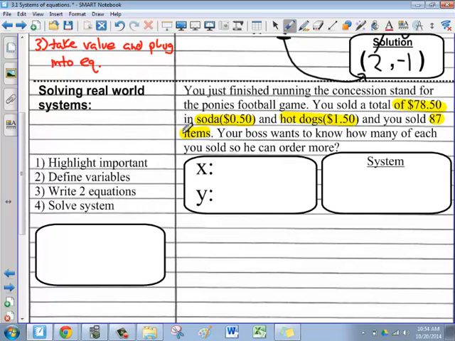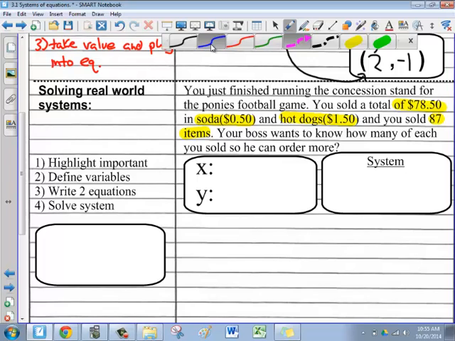87 things you sold. Your boss wants to know how many of each item you sold so he can order more. And so now you need to solve this system of equations to answer your boss, or kaput, you're done. So here's the first step. We need to highlight the important information. We want to figure out how many pops we sold and how many hot dogs we sold. The next step is to define your variables.